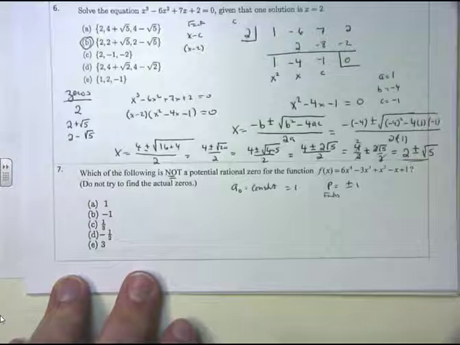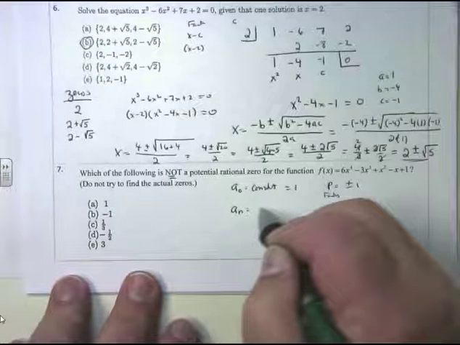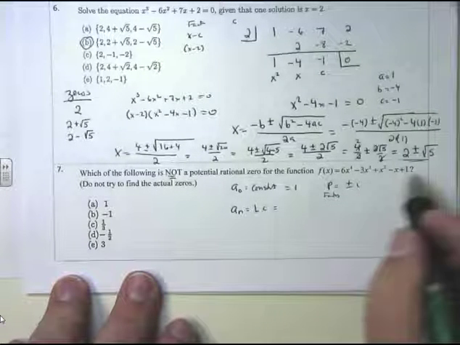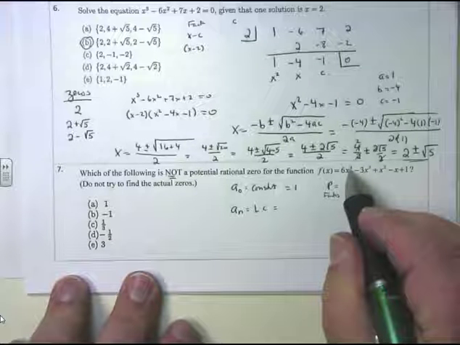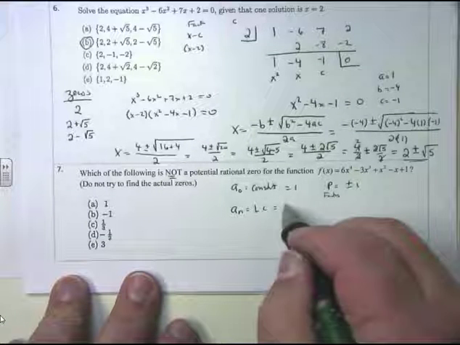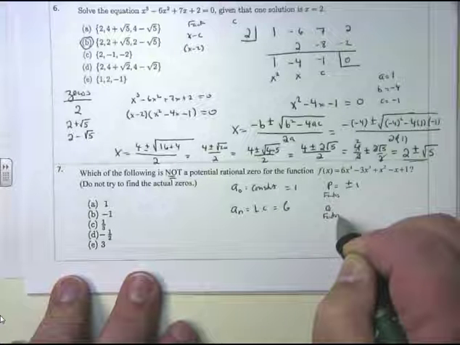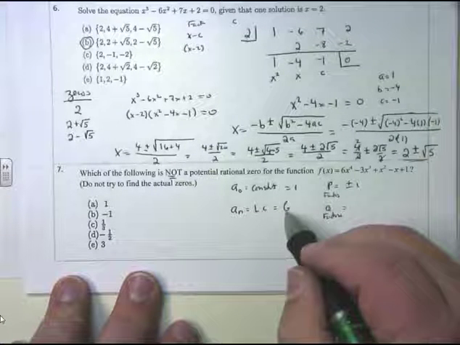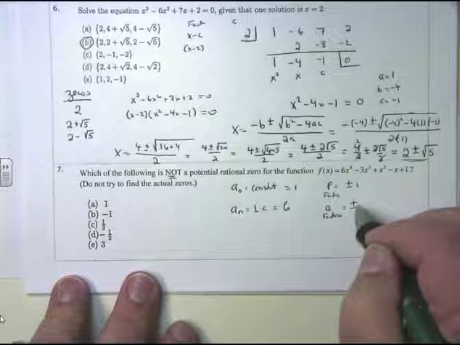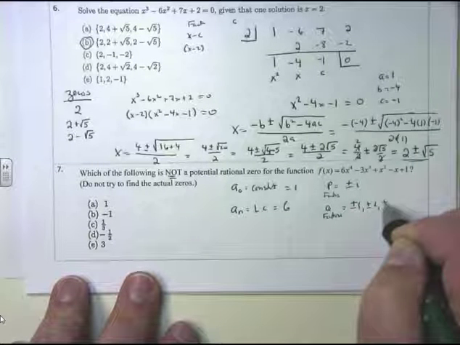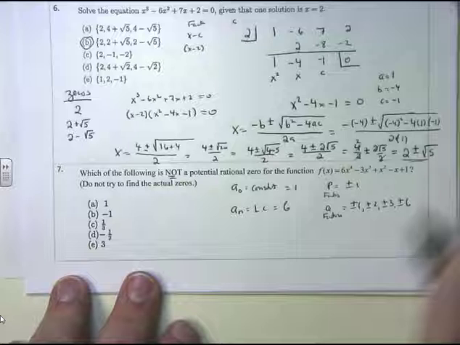Plus or minus 1. The an is called the leading coefficient, and the leading coefficient on this polynomial goes with the degree term. Degree is 4, but the leading coefficient is 6. And q are the factors of an, the 6. What are the numbers that factor 6? Plus or minus 1, plus or minus 2, plus or minus 3, and plus or minus 6.